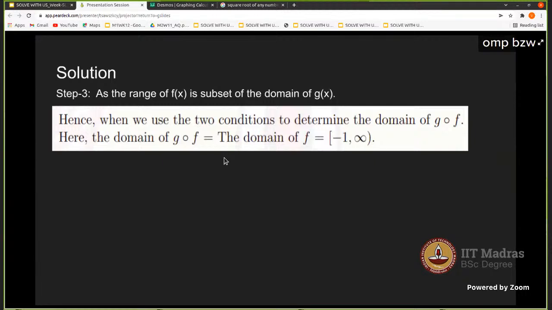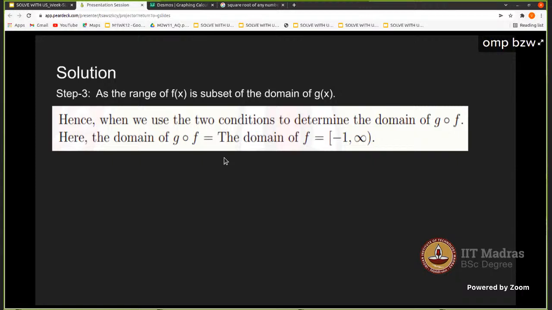So in g of f, function G is not making any disturbance to us. G is defined on all real numbers. So whatever output I get from f of x, that will go into the function G. So no need to worry about G, only worry about f and compute the domain of f, and that will be the domain of G circle f. G is not filtering anything, because the domain of G of x is all reals, right? So G of x takes any real number that comes as an input.